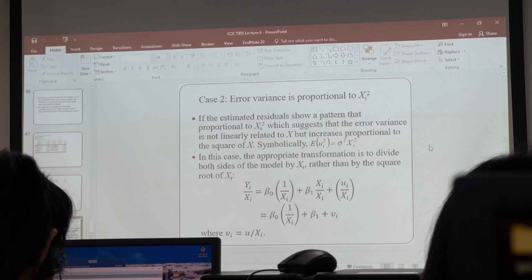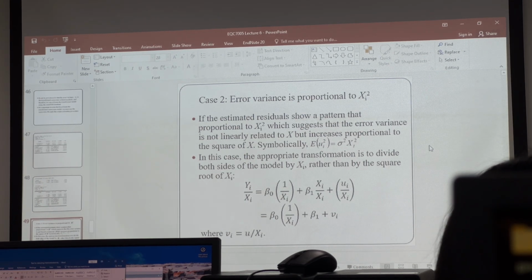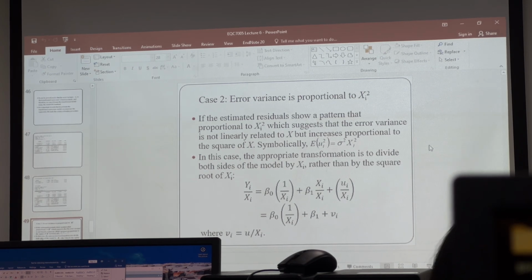Now, let's say the error variance is proportional to the square of x, not x but x squared. If the estimated residuals show a pattern, you check the graph of residuals, you can see more clearly when you produce a plot between the square of residual against x squared. So proportional to x squared suggests that the error variance is not linearly related to x but increases proportionally to the square of x. Symbolically, the variance of u, or the error variance, equals sigma square xi square, not x but xi square, the square of x.